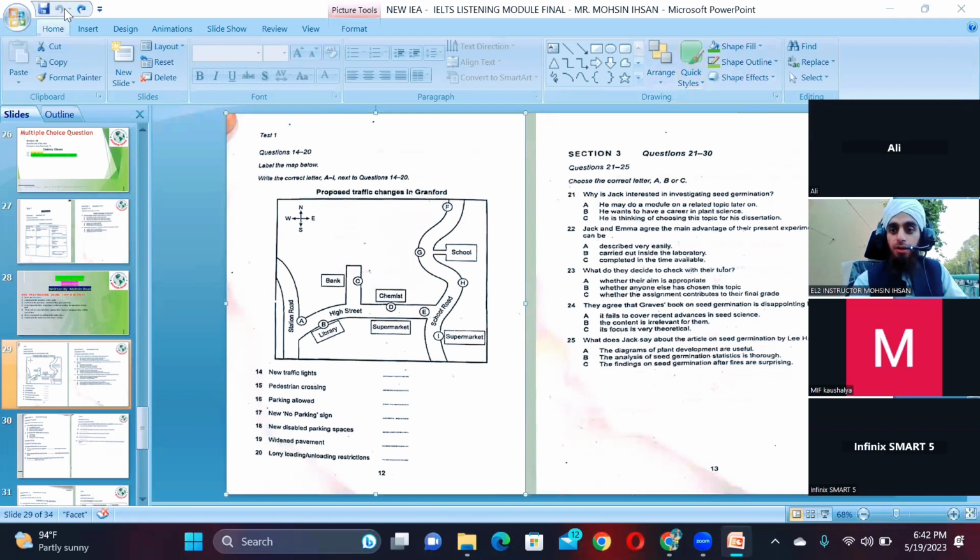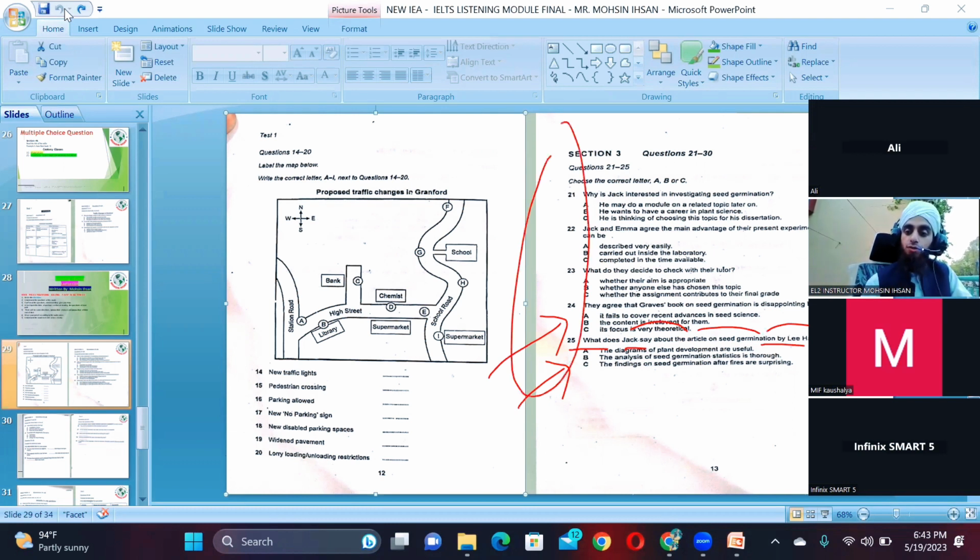Okay. Let's have another, this last one. What does Jake say about the article on seed germination by Lee Hall? Okay, now you should also predict. When you read the question, you should underline some major words, the same information I'm going to pick from the audio, maybe in other words, maybe in similar words. Right now, Lee Hall. You should predict Lee Hall is a book or something from which Jake has taken some experiment, an article, and he is going to share it, right?